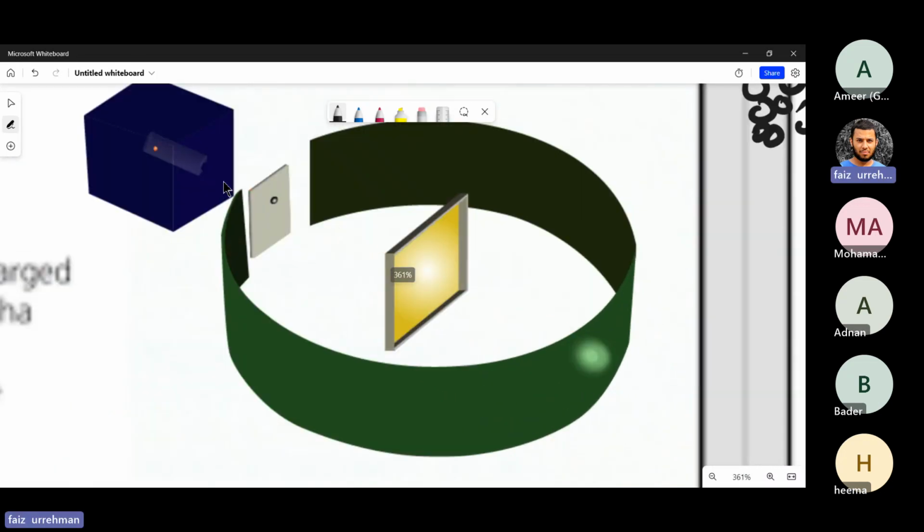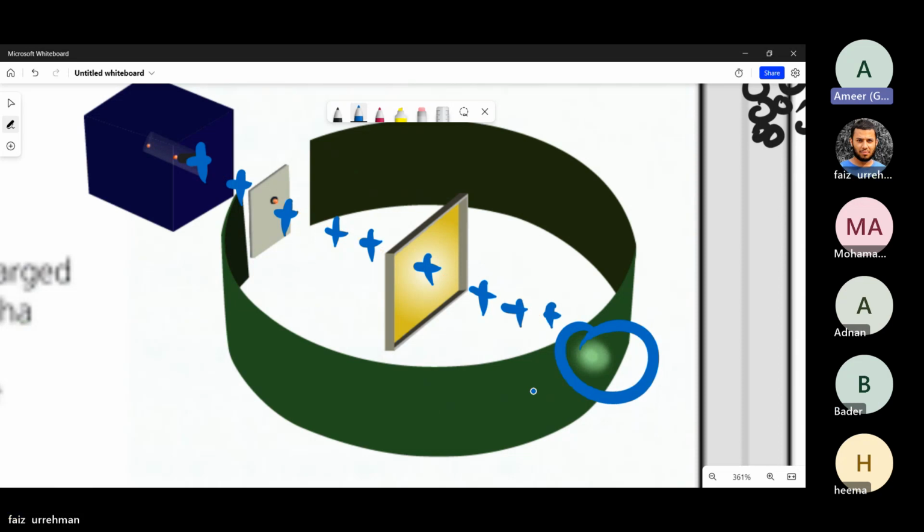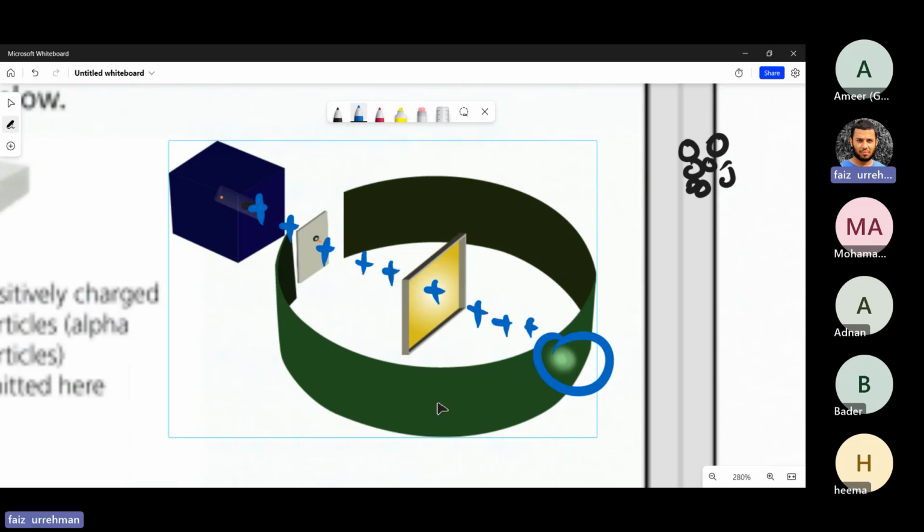So why are the positive particles that we are firing from here going straight away and hitting this area? Why, Ibrahim? Tell me. Wait for your turn. Ibrahim, tell me. You know or you don't? I don't. Okay. Adnan, do you know why? No. Okay, Muhammad Ali.